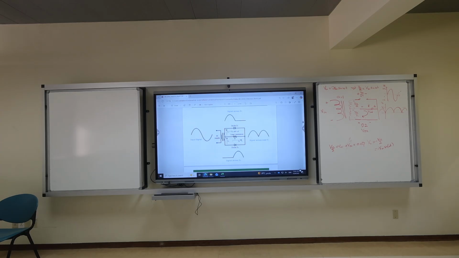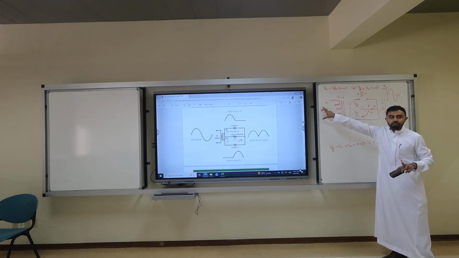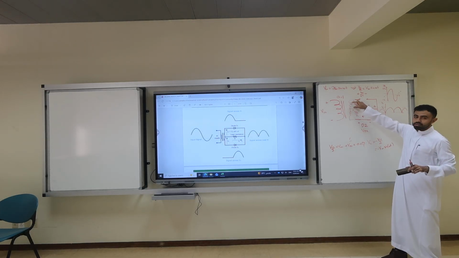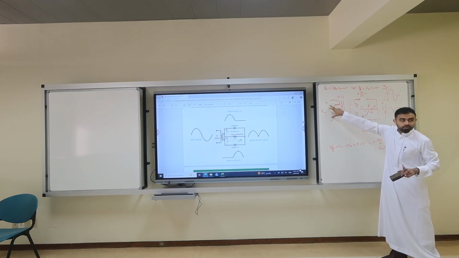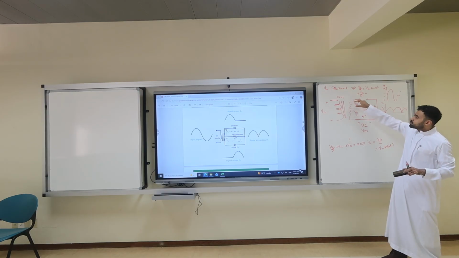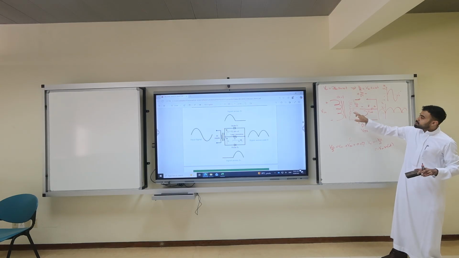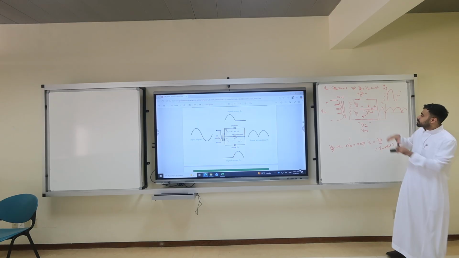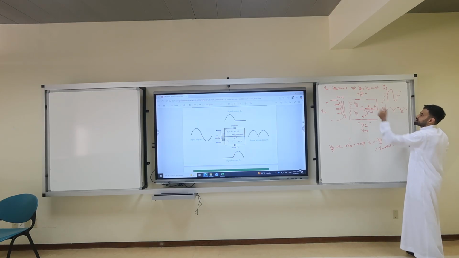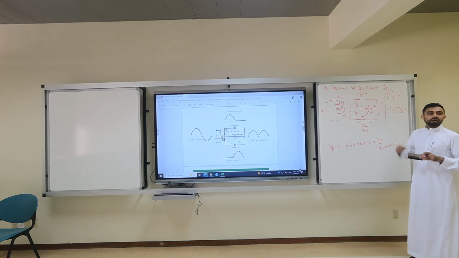If I give you a numerical example, I tell you V input is 220 volts. What is the voltage drop here? No, RMS. We love RMS. This will be square root of 2 times 220. This will be square root of 2 times 110, sine. Square root of 2 times 110. If I ask what's the current across the load, you have to tell me. It's V output over R.